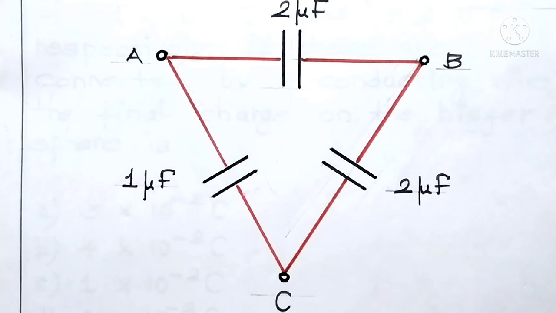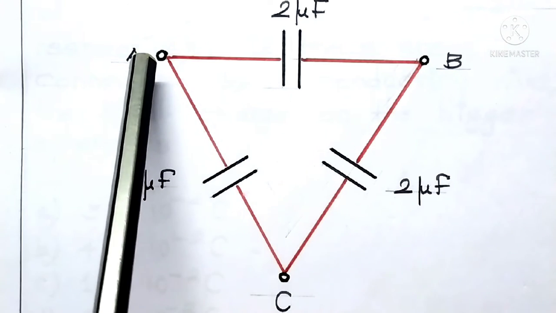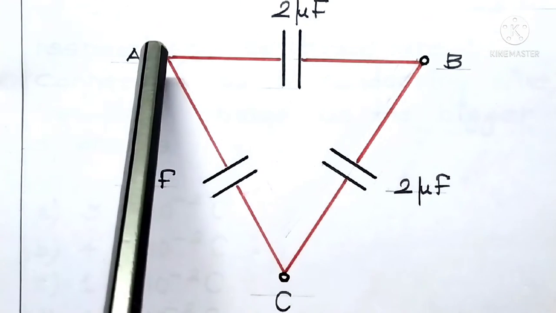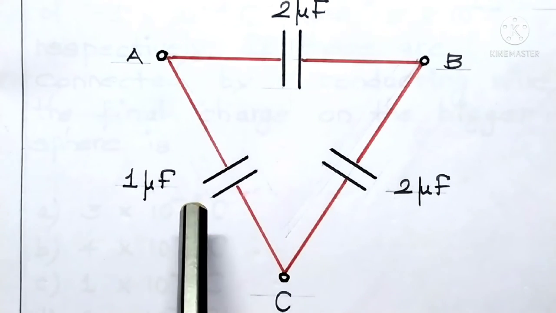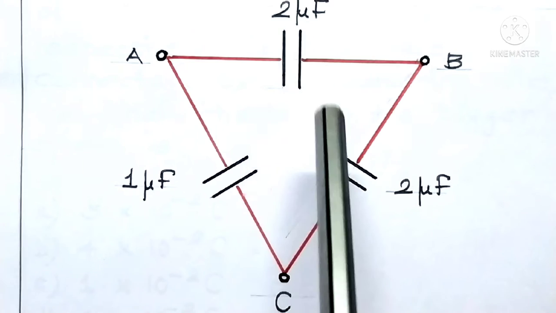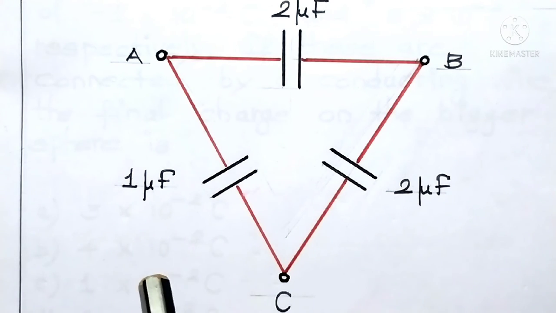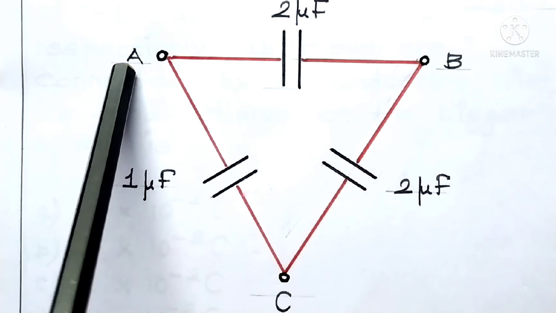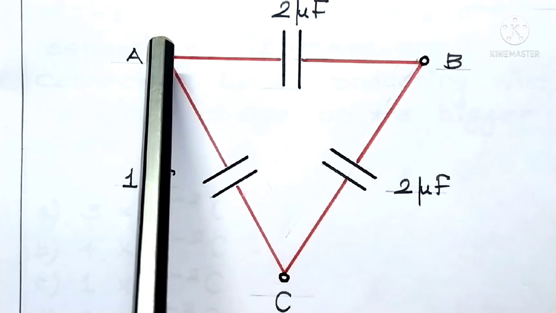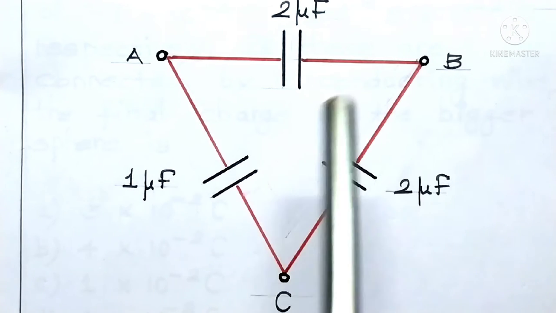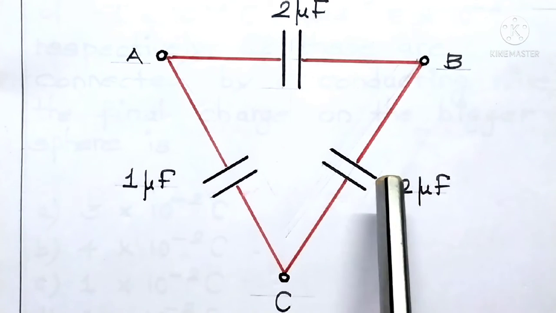So in this type of question the logic is that to find the equivalent capacitance between A and C, we need to connect a cell. So what about these two capacitors? We need to consider them as if they are in series. What if we are asked to find the equivalent capacitance between A and B? In this case, we connect a cell between A and B, so we take these two capacitors as if they are in series.